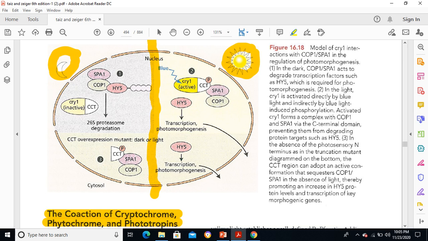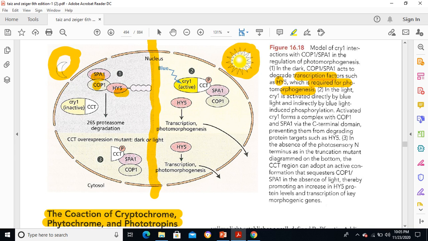Okay, so usually SPA1 and COP1 form a complex in the dark and add a ubiquitin tag to HY5. So what is HY5? HY5 is a transcription factor required for photomorphogenesis. To execute photomorphogenesis for the blue light mediated response, HY5 is needed. HY5 will bind to the DNA and execute certain functions.